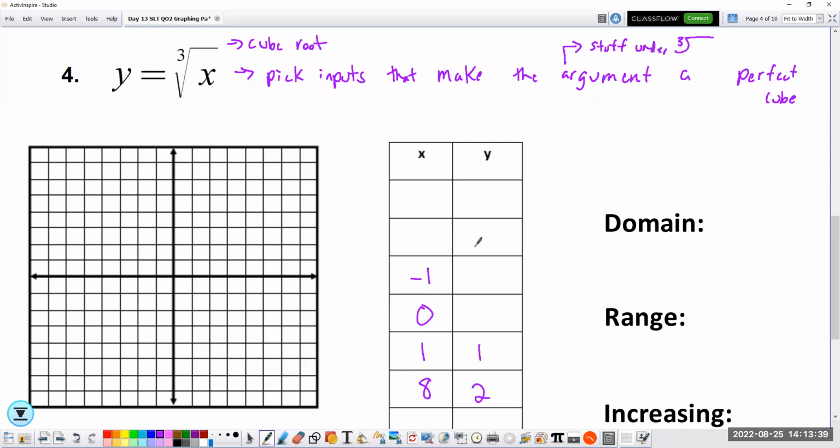Now, if I have -2, -2 times -2 is 4, times another -2 is -8. What number multiplied times itself is -1? What number multiplied by itself 3 times is 0? So we have a cube root function that looks like this.